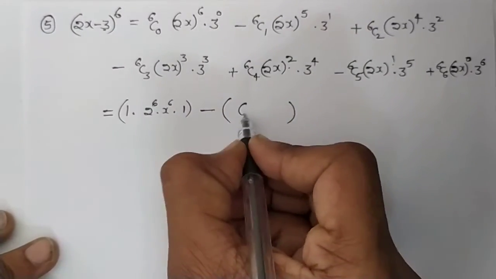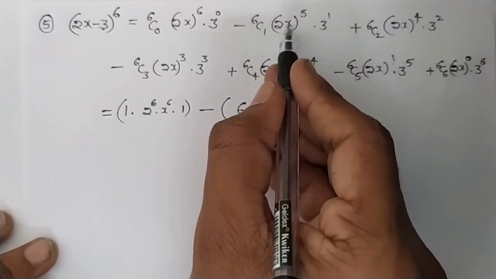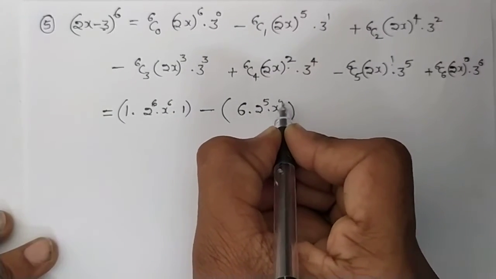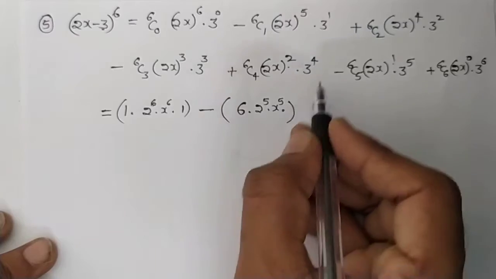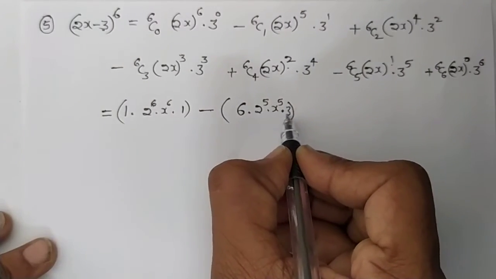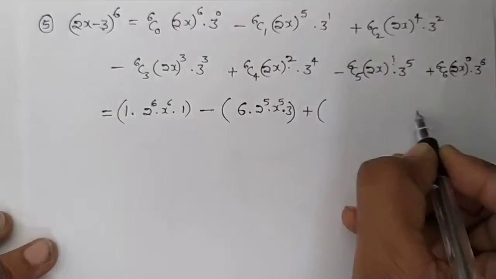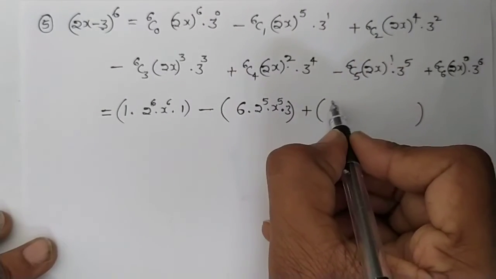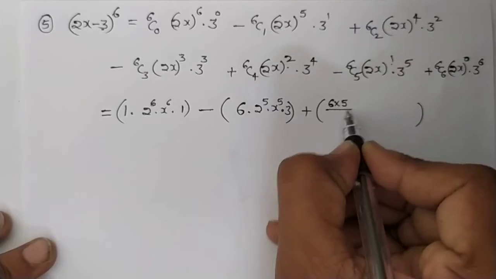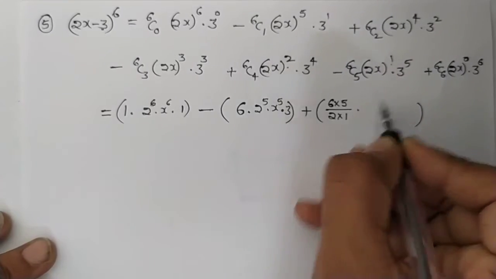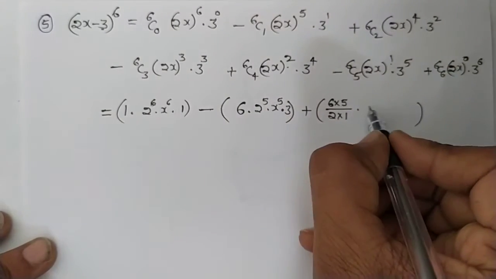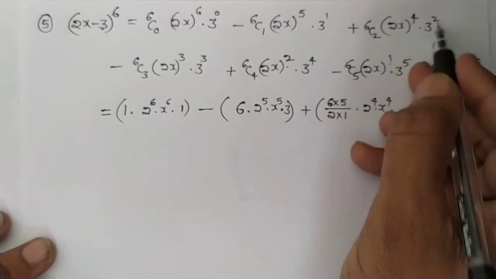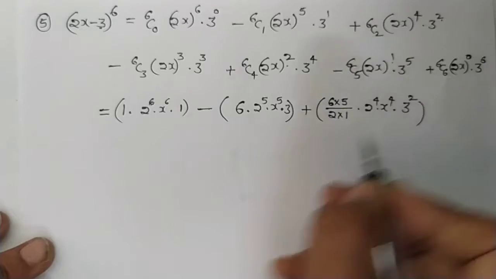6c1 is what? 6 only. 6 into 2 power 5 x power 5, into 3 power 1, is 3 plus next 6c2. How to simplify this 6c2? 6 into 5 divided by 2 into 1, into 2 power 4 x power 4, into 3 square.